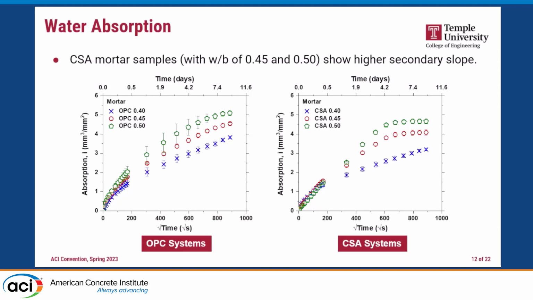So around 4 or 5 days, we are reaching the other side of the sample, right? But in the case of the lower water-cement ratio system, we are seeing a better performance in the CSA samples. So later on, we're going to come back to this when we are discussing the Freeze-Thaw performance.